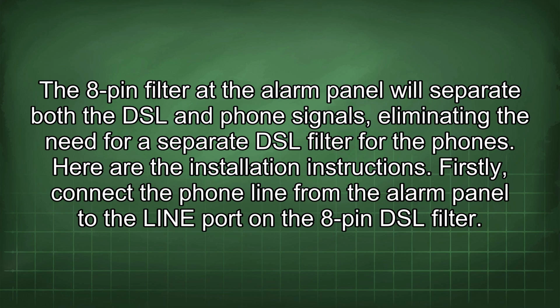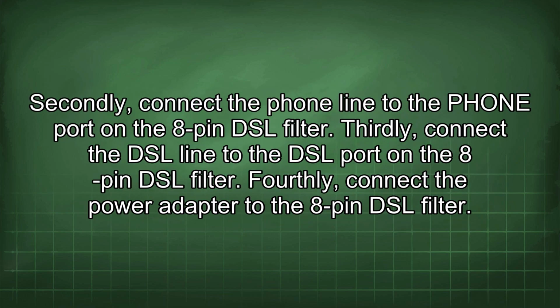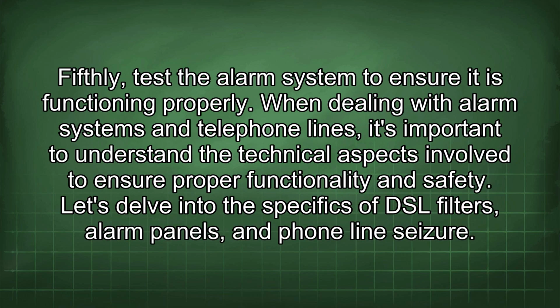Here are the installation instructions. Firstly, connect the phone line from the alarm panel to the line port on the 8-pin DSL filter. Secondly, connect the phone line to the phone port on the 8-pin DSL filter. Thirdly, connect the DSL line to the DSL port on the 8-pin DSL filter. Fourthly, connect the power adapter to the 8-pin DSL filter. Fifthly, test the alarm system to ensure it is functioning properly.